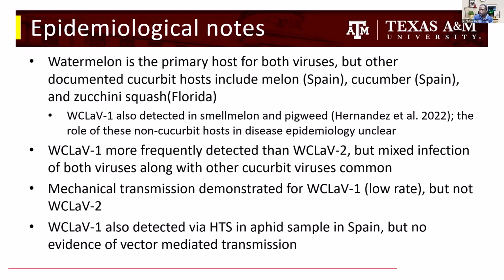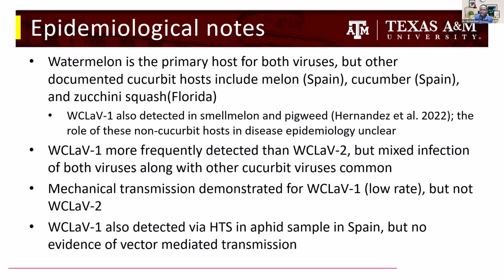Some of the work done by Regina and Atis also showed that we can find positives in some wild cucurbits like smell melon, and even in some non-cucurbit weeds like pigweed. But again, we haven't confirmed whether those hosts are playing any role as a source of infection for the watermelon crop. Something to keep in mind also is that the abundance of information that we are receiving from different parts of the world shows that WCrLaV-1 is more frequently detected than type 2, and mixed infections of both viruses are very common, as well as mixed infections with other cucurbit viruses.